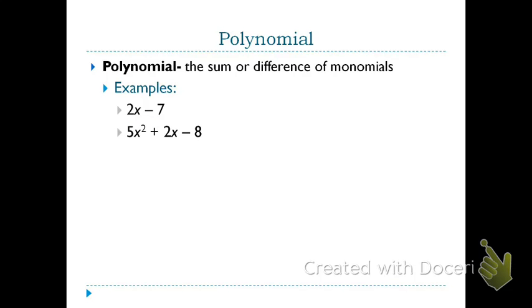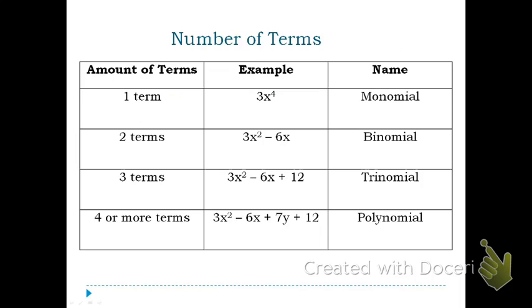5x squared plus 2x minus 8. How many terms are in that expression? 3. 3. Good. So these are all examples of polynomials. You can see that the terms have the plus and minus in each term. So that's why they say it's the sum or the difference of monomials.